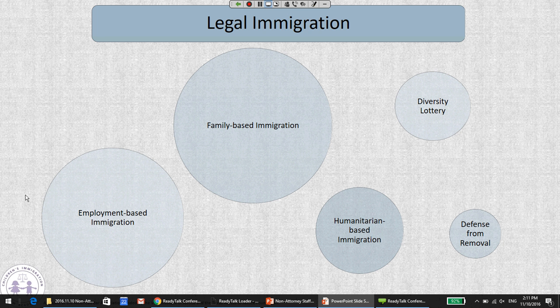And so I just wanted to give you a way to visualize all these things that are floating out there as we're talking about it, and also to see how what we do on a given day or month is SIJ and asylum for the most part. You have some T and U visas, but it's really a very small corner of the entire immigration world.